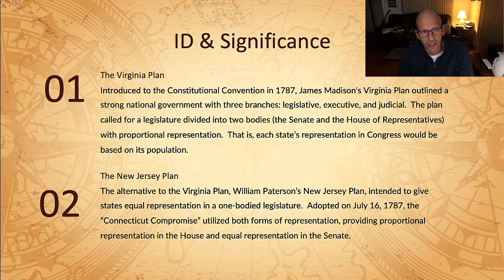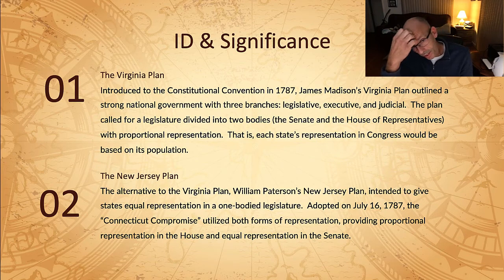The Virginia Plan, introduced to the Constitutional Convention in 1787, James Madison's Virginia Plan outlined a strong national government with three branches: the legislative, the executive, and judicial. The plan called for a legislature divided into two bodies, the Senate and the House of Representatives, with proportional representation. That is, each state's representation in Congress would be based on its population.